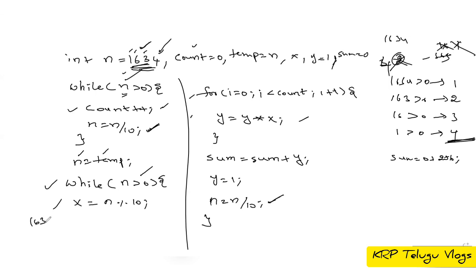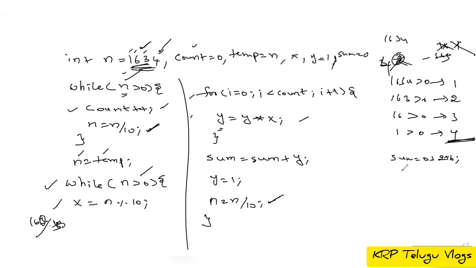163 modulus 10, so you will get the remainder 3. Now we will do 3 power 4. For i equal to 0, i less than count, i plus plus, y is equal to y into x. The y value is 1. 1 into 3 is 3, next 3 into 3 is 9, 9 into 3 is 27, next 27 into 3 is 81. So the y value will become 81.